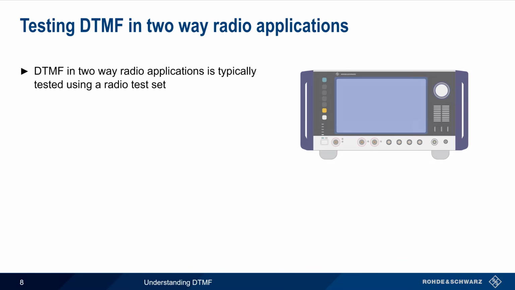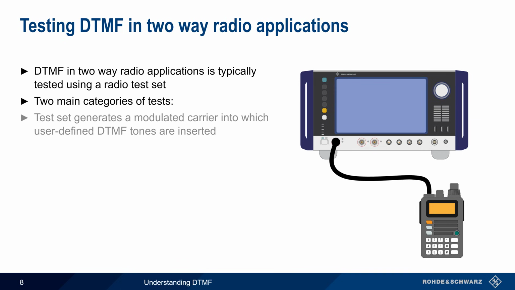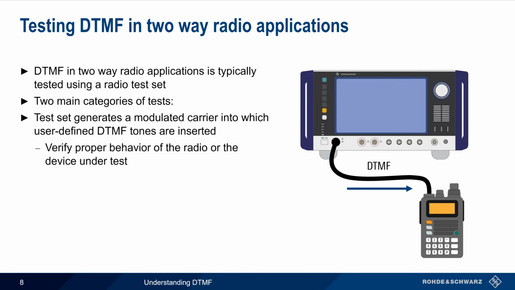DTMF in two-way radio applications is typically tested using a radio test set, with the radio or device under test connected via cable to the test set. Tests can be divided into two main categories. The first is using the test set to generate a modulated carrier and then to insert user-defined DTMF tones onto this carrier. This is done in order to verify that the radio or device under test behaves properly upon receiving the tones, for example, breaking squelch.